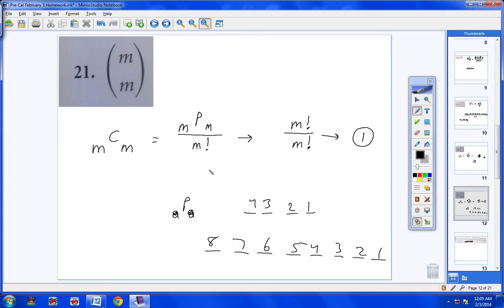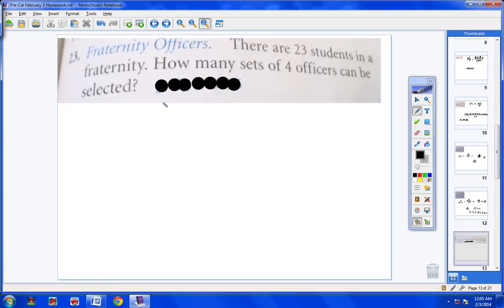All right, let's take a look now at word problems 23 through 31, and then we'll be finished. I don't think you'll find these too difficult. There are 23 students in a fraternity. How many sets of 4 officers can be selected?